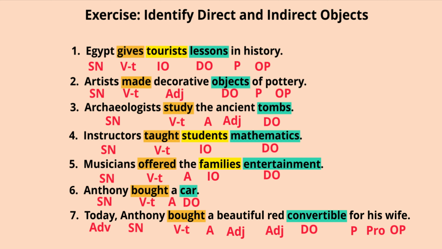And let's ask the question for indirect object. Instructors taught mathematics to whom? Students. So students would be classified as indirect object. You nailed it. Great job, Vaishnavi. And if you see, the indirect object came before the direct object, mathematics.